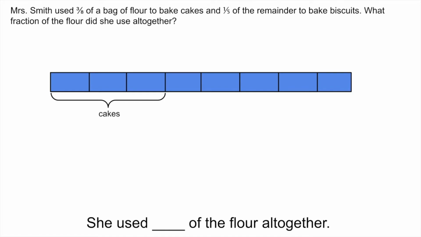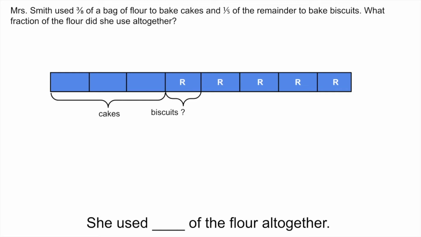Then I can show 1/5 of the remainder that was used to bake biscuits. This is the remainder. All the leftover units are the remainder. And I'm told that 1/5 of them were used to bake biscuits. And here I have 5 units left over. 1, 2, 3, 4, 5. So to show 1/5, 1 out of 5, I just need to put a bracket underneath one of those units. That's the biscuits, which we'll figure out what that fraction is in just a moment.